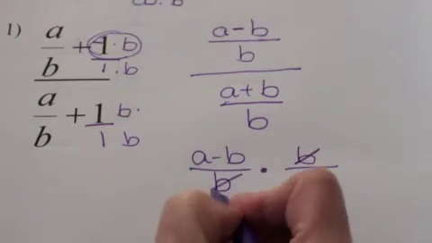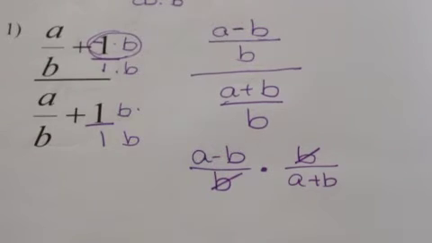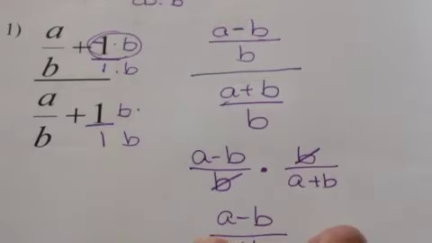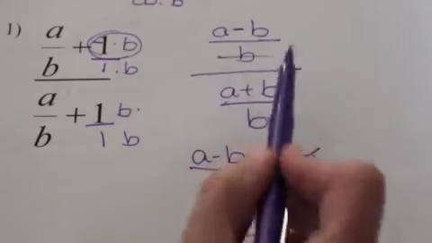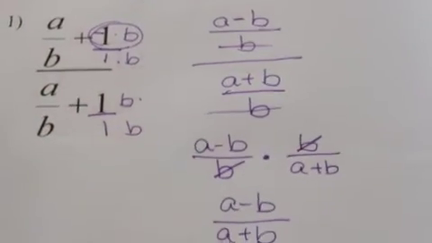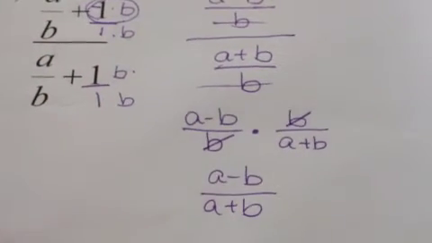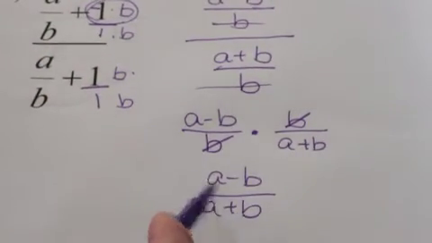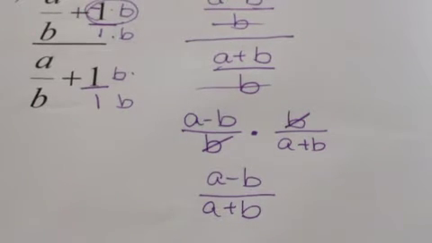Okay, doing that, these guys cancel out, and we're just left with a minus b over a plus b. Now, the same thing would have happened if we just crossed those out. So we can do this because of this. There's your final answer. If you can, you factor and try to reduce, but in this case, you didn't have to.